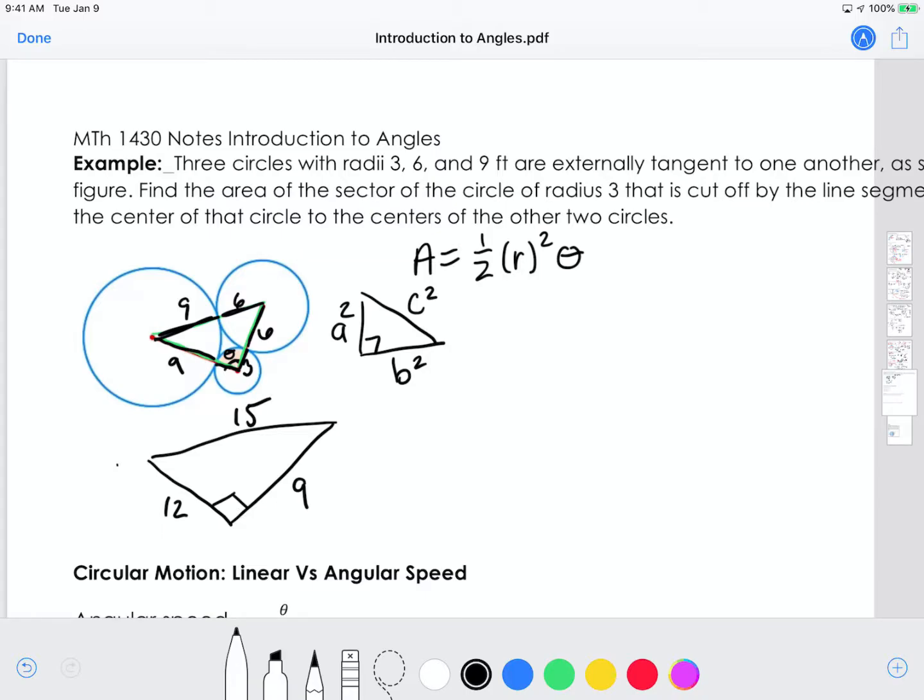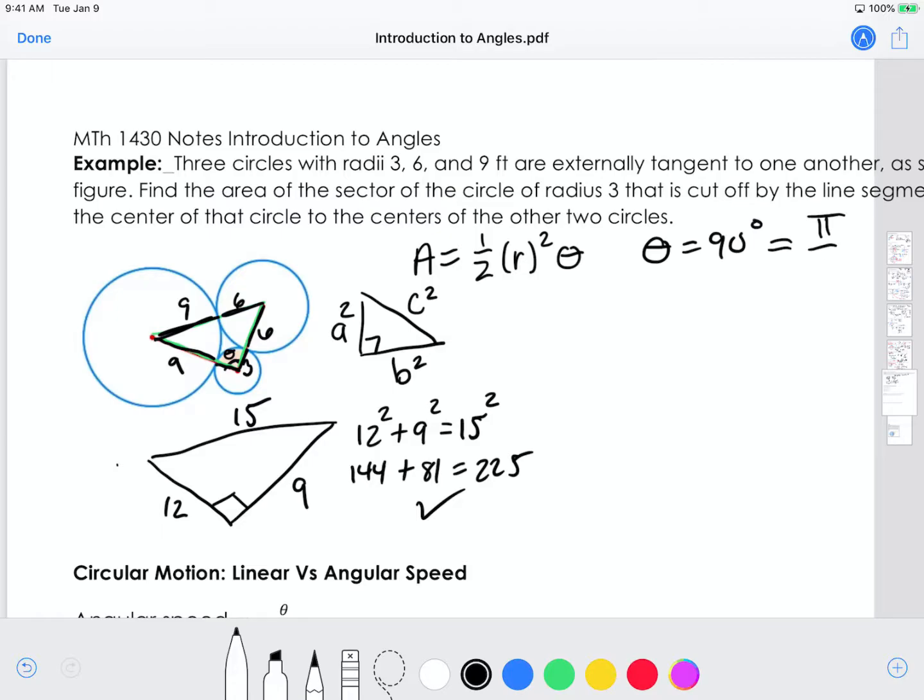So we would verify it by checking to see if 12 squared plus 9 squared is equal to 15 squared. So 12 squared is 144, 9 squared is 81, and 15 squared is 225. And if you check, that works. So that angle is definitely a right angle. If I change that into radians, you're going to get that it's pi over 2.